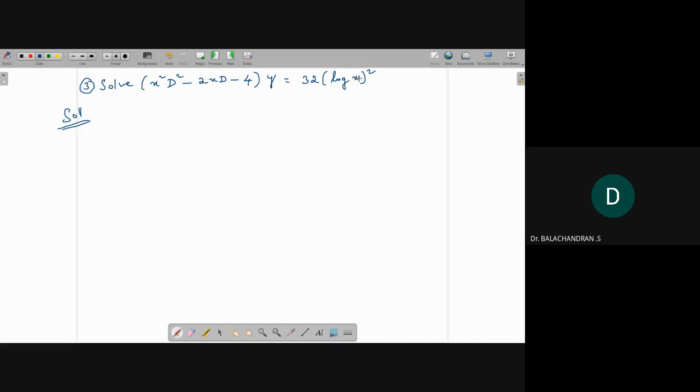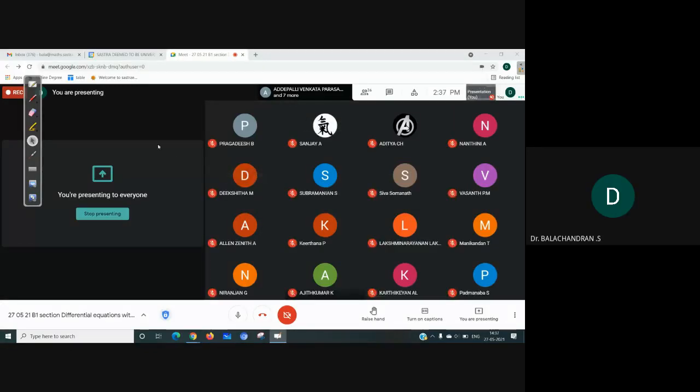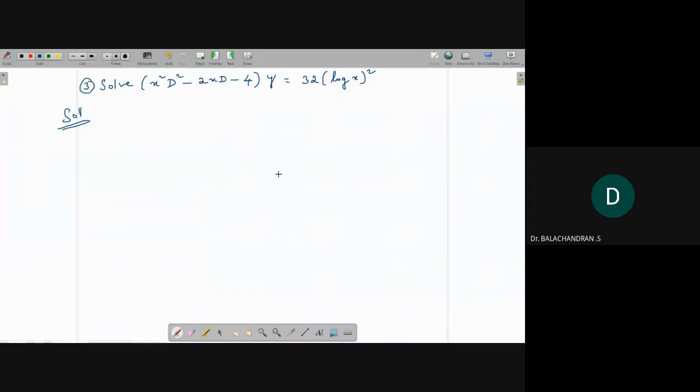This is type number, which type number? You should look at the right hand side and tell. Type 3, sir. Type 3, correct. What is the name? Sanjay, sir. Sanjay, okay. Type 3. So, z equal to log x. Okay, so 32 z square. So, z square, that is a polynomial in z.